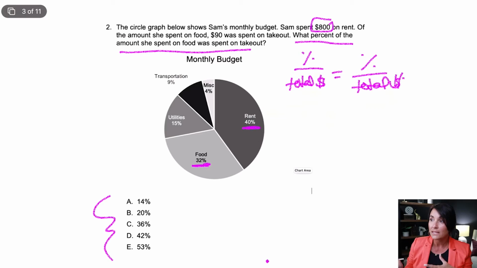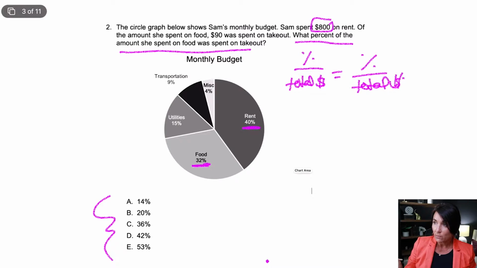Remember, it needs to be matchy-matchy. So percent over dollars equals percent over dollars, or dollars over percent equals dollars over percent. Make sure it's matchy-matchy. Whatever you have on the top, you have on the bottom. Otherwise, the proportion won't work out. Let's do it this way.